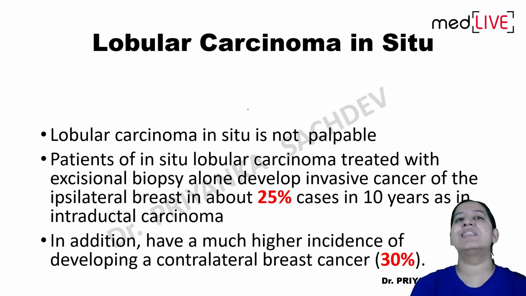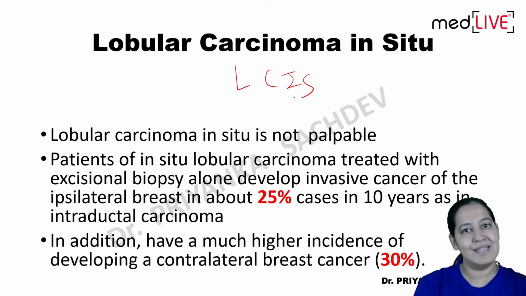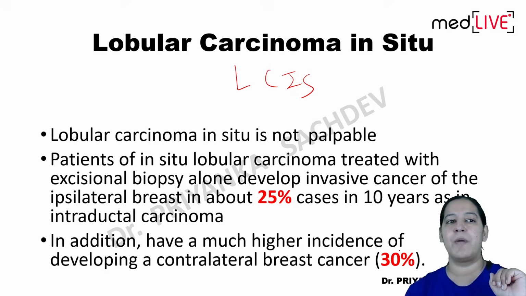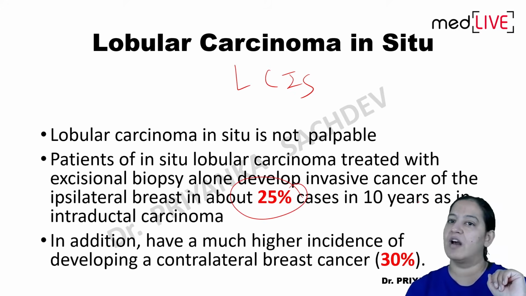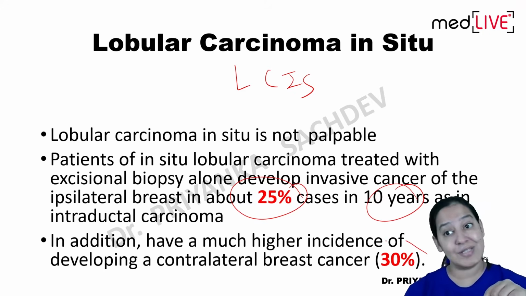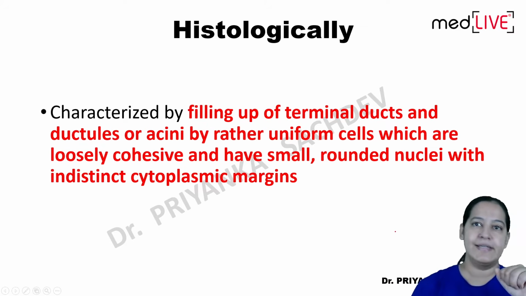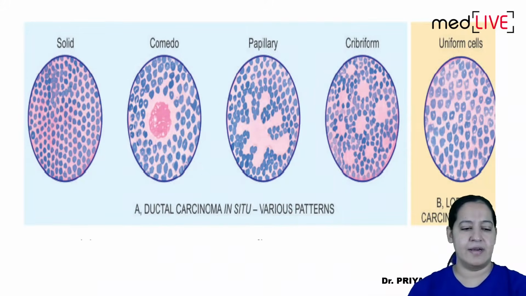Coming on the next tumor, LCIS, lobular carcinoma in situ. If lobular carcinoma in situ is present in any patient, about 25% of them will convert into malignancy in the next 10 years, and it is mostly bilateral. Bilaterality and multicentricity are more common here. Let's see. Here only one pattern is there.